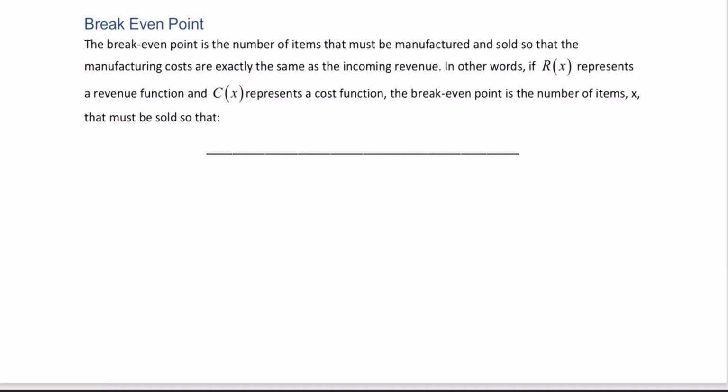The break-even point is the number of items that must be manufactured and sold so that the manufacturing costs are exactly the same as the incoming revenue. In other words, if R of x represents a revenue function and C of x represents a cost function, the break-even point is the number of items x that must be sold so that R of x equals C of x. The revenue and costs are the same.